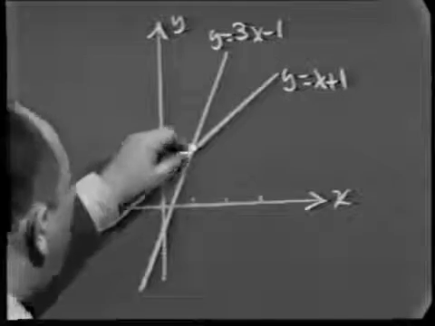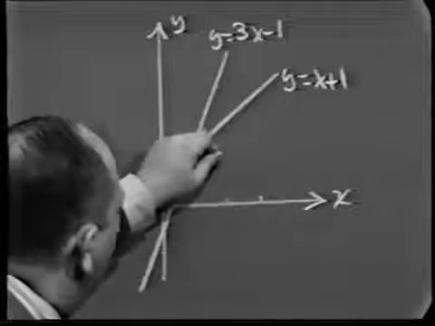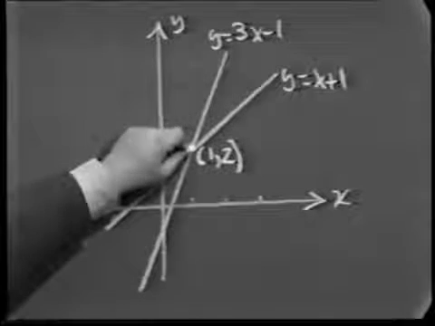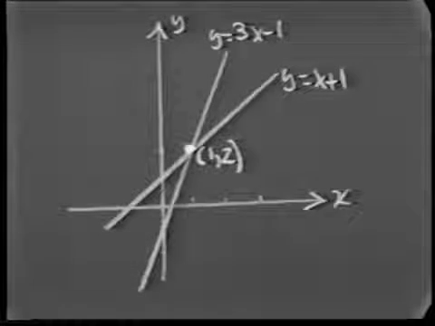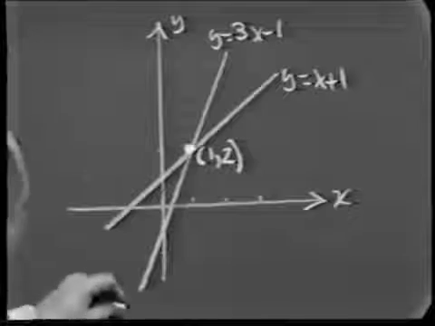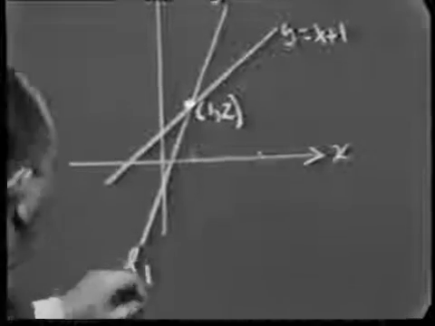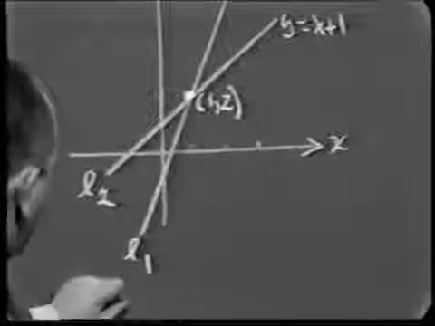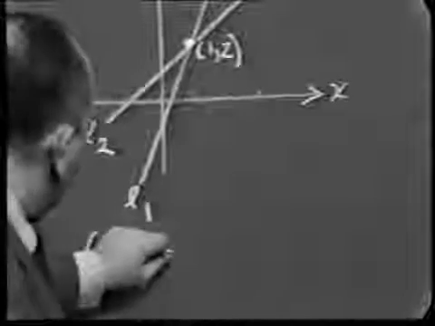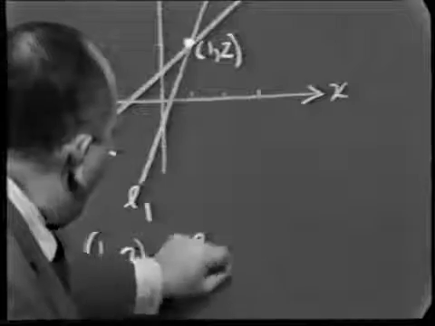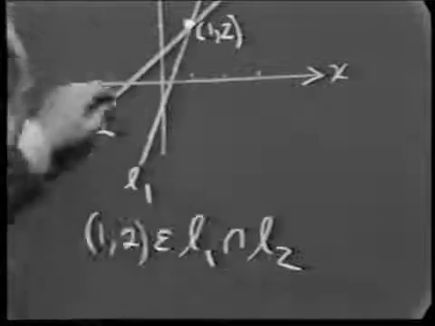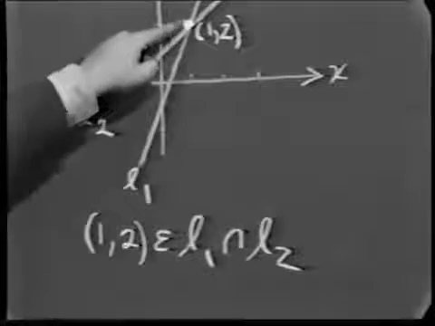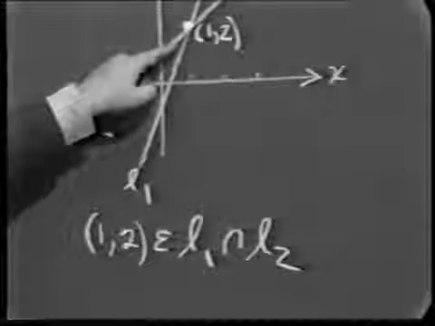The geometric problem that I solved on the previous board turns out to be that the point 1, 2 is the point that both of these lines have in common. If we call this line as before L1, and name this L2, in the language of sets, 1, 2 is what? The point which is the intersection of the two lines L1 and L2. Again, a geometric interpretation for an analytic problem.